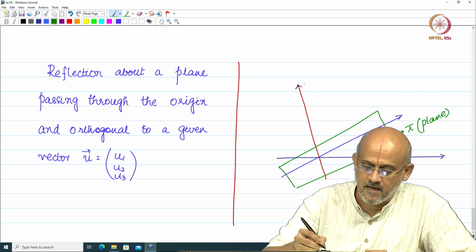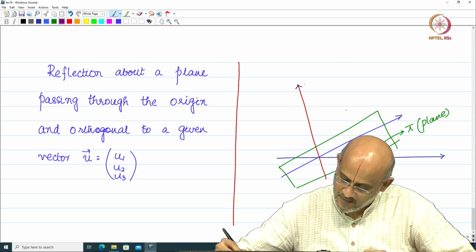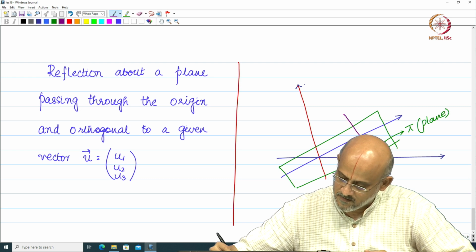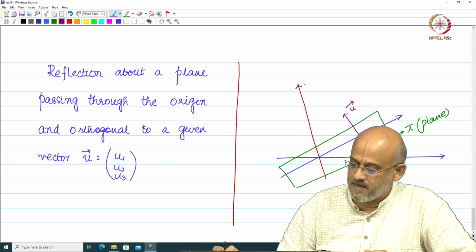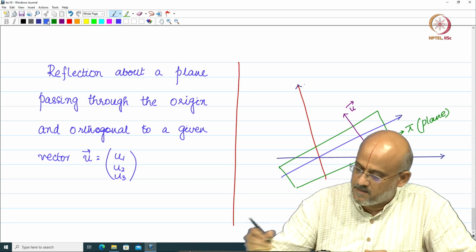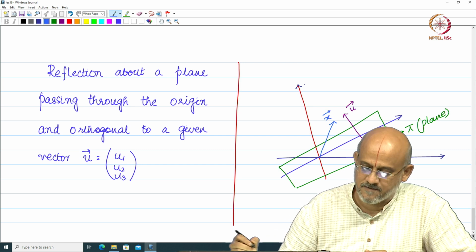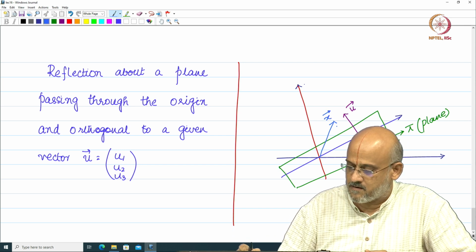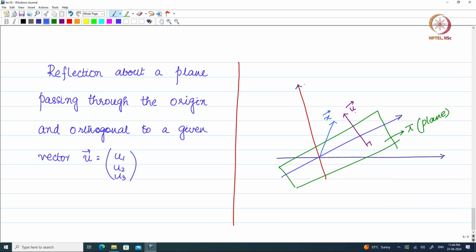Let us look at a vector which is perpendicular to the plane. I am going to look at this vector which is perpendicular to the plane, that is basically the vector u. Let me take some other vector x, let us take this. So, let us look at this to be the vector x. I want to look at the reflection of this vector x about the plane that passes through the origin and is orthogonal to the vector u. This is what we need to find out, and for doing that, let me do a couple of things.